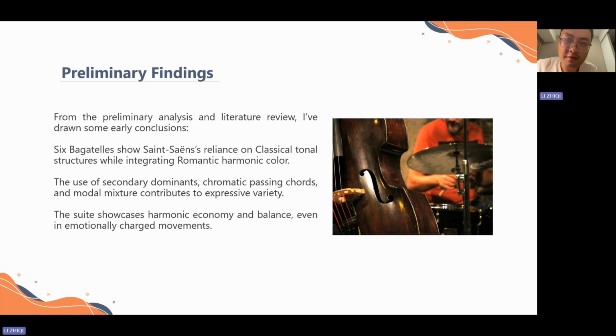These are the preliminary findings. From the preliminary analysis and literature review, I have drawn some early conclusions. Six Bagatelles shows Saint-Saëns' reliance on classical tonal structures while integrating romantic harmonic color. The use of secondary dominants, chromatic passing chords, and modal mixture contributes to expressive variety. The suite showcases harmonic economy and balance even in emotionally charged movements.